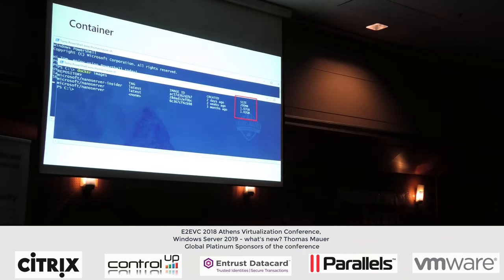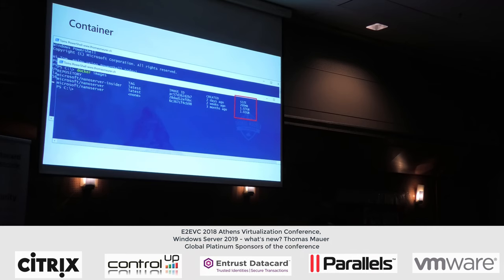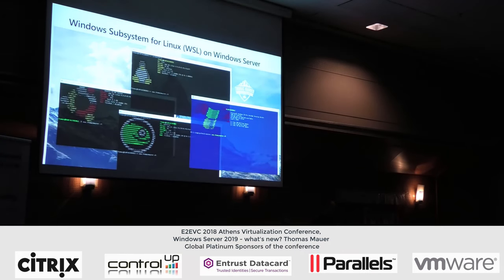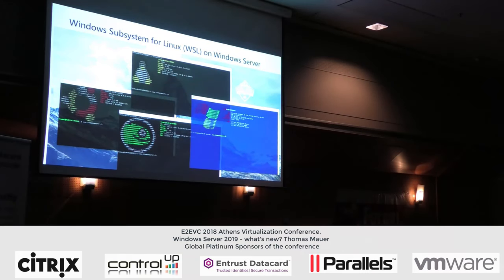So if you look at, for example, Nano Server, you can see that we have a Nano Server image here, which was 1 gigabyte in size. This was basically the Windows Server 2016 Nano Server container image. If you look at it now, it's around 200 megabytes. It even goes more down. I can show you that. So they did a huge effort here to take out stuff and make it smaller and faster, and also for the other container images.